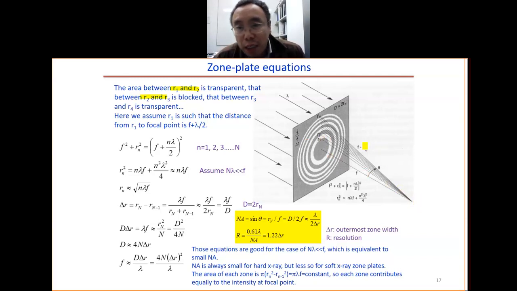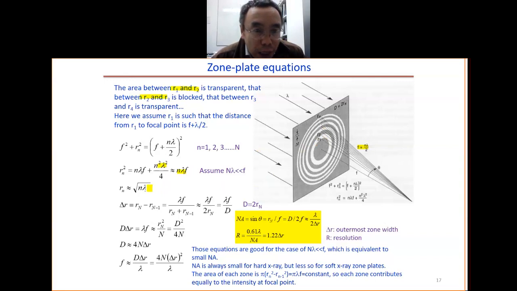This is the requirement. Now we want to know what R1, R2, R3, and R4 are. First, this is a right angle triangle. So we have F square plus Rn square, so Rn square equals F plus n lambda over 2, squared. Then we have this formula here. Because of the small wavelength, we can ignore this term. So we have Rn equals square root of n lambda f. So this is how we design the zone plate.